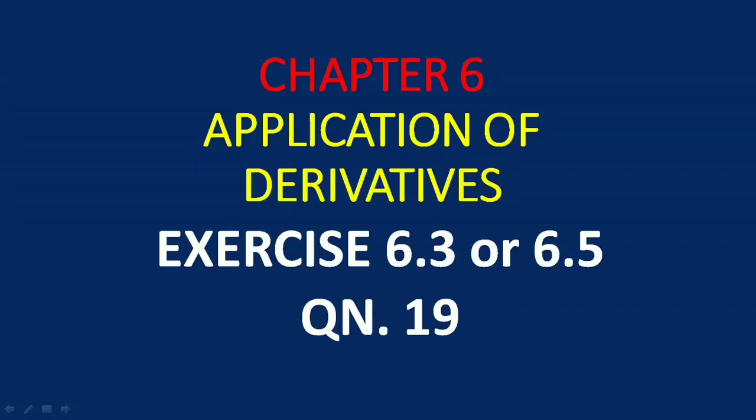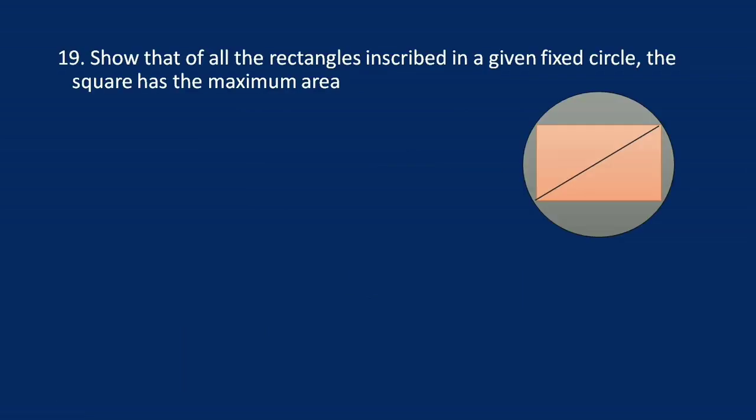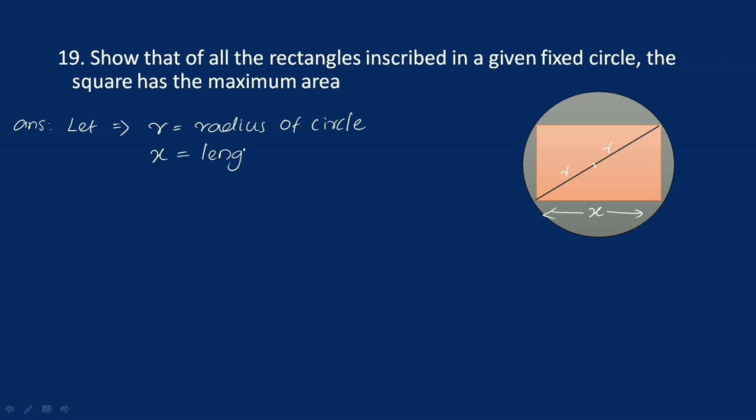Chapter 6, Application of Derivatives, exercise 6.3 or 6.5 in the previous textbook. 19th question: Show that of all the rectangles inscribed in a given fixed circle, the square has the maximum area. So I have been given a circle here with radius r. So let r be the radius of the circle. Now a rectangle is inscribed inside the circle with x as the length of the rectangle and y as the breadth of the rectangle.